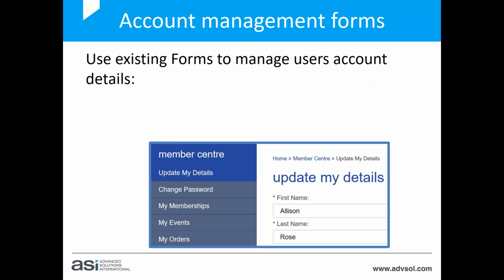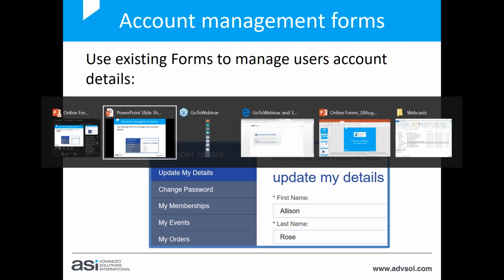So we'll start with account management forms. There are some existing forms that come with Association Online. These existing forms are things like update my details or change my password. So the users can go into the website, go to the member center or account page, and update their details or change their password.